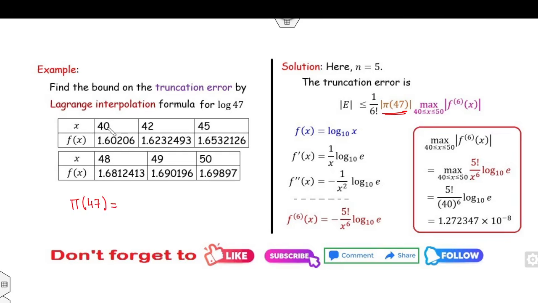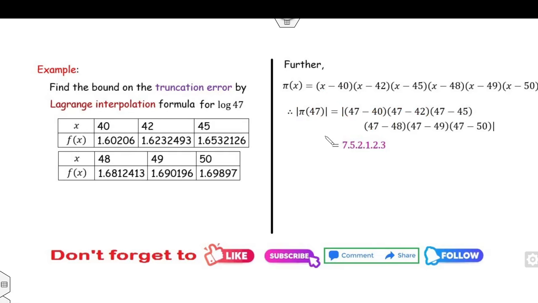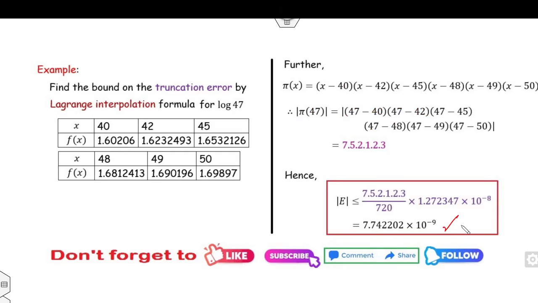So what is pi of 47? Pi is 47 minus 40 and so on. Can you find the number for pi of 47? So this will be 47 minus 40 is 7, 47 minus 45 is 2, this is minus 1, this is minus 2, and this is minus 3. Because it's a modulus, I can remove the negative sign. 7 into 5 into 2 into 1 into 3. So I can substitute both the values in the given expression. You will get the right answer.